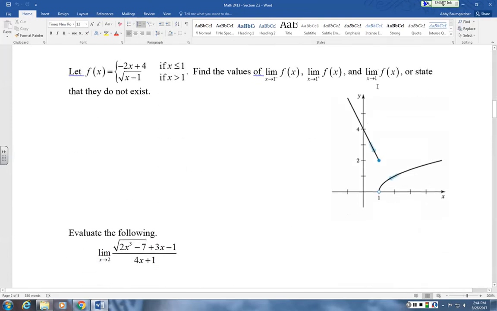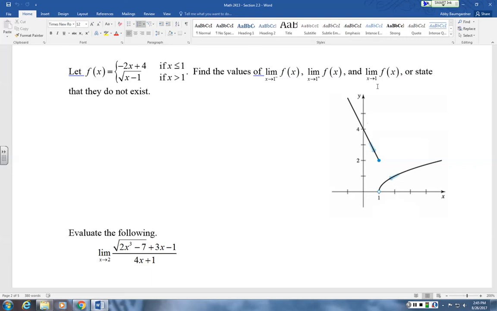Okay, let f of x equal the piecewise defined function negative 2x plus 4 if x is less than or equal to 1, and the square root of x minus 1 if x is greater than 1. We're asked to find the values of the limit of f of x as x approaches 1 from the left, from the right, and to see if the two-sided limit exists.